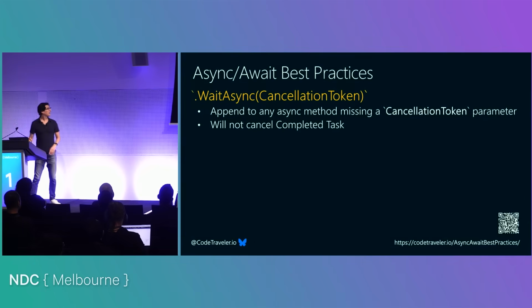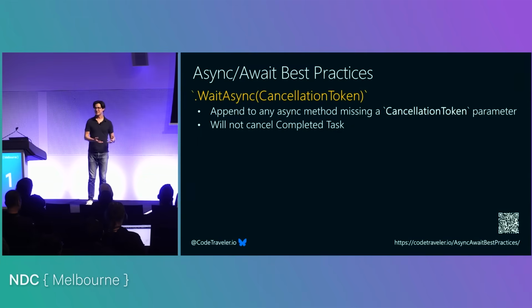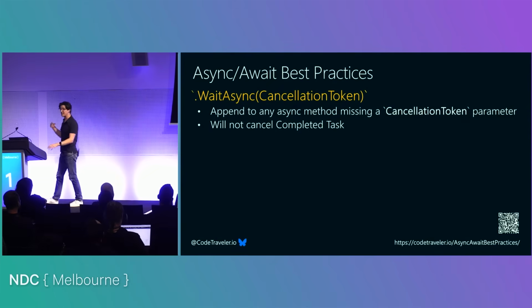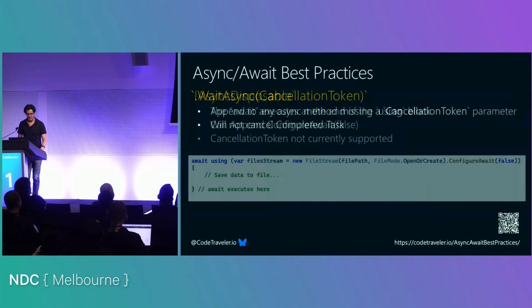Wait async. Again, if we're using somebody else's code and they're not good developers and they don't allow us to pass in a cancellation token, we can always bolt one on by using .wait async. Just keep in mind if the task is already completed, that wait async cancellation token will never throw that operation canceled exception. So slight nuance there, but more or less, you can just bolt that on to cancel your tasks.